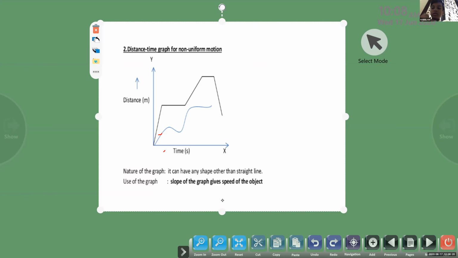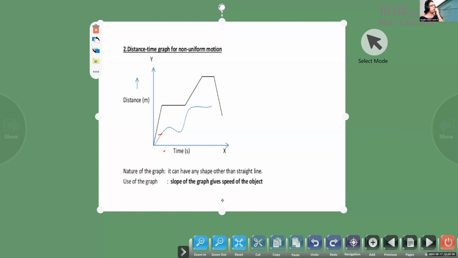When an object travels equal distance in equal time, that is your uniform motion. My question is, what do you mean by non-uniform motion? Object is moving with a constant velocity. Who is this? Nihal. Okay, Mohammed Nihal. Nihal, what do you mean by non-uniform motion? Tell me.